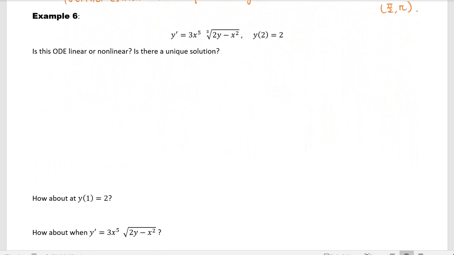let's continue. Look at example 6. So I hope you can pause the video and try to work on this one first. Have you finished? Yes. Let's check our work together. So is this guy linear or nonlinear? Oh, you can look at this. This is a cube root, so of course nonlinear.